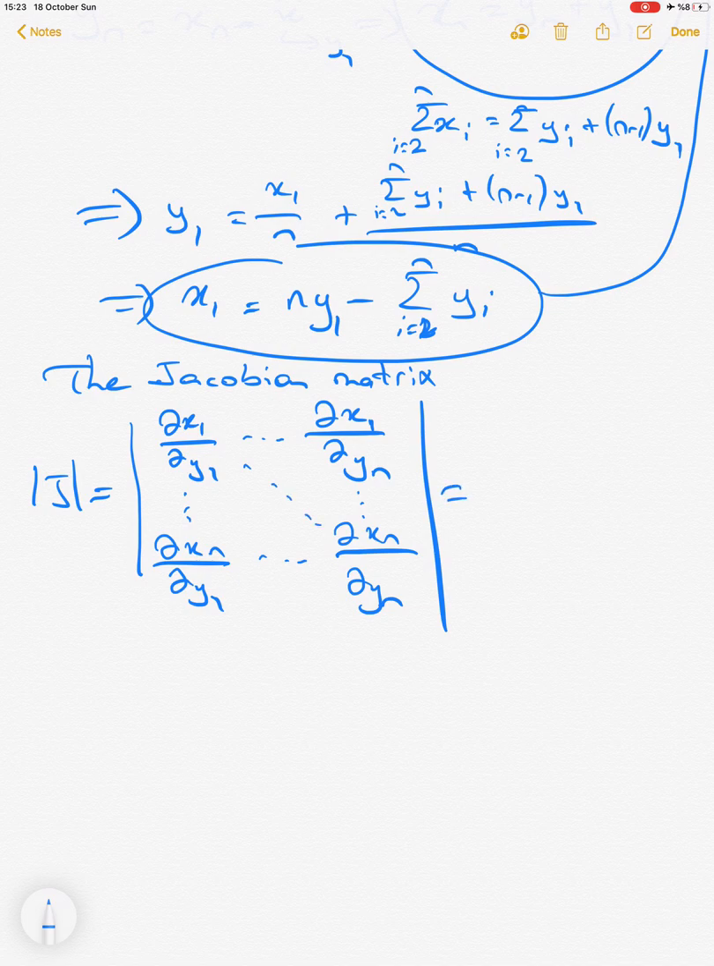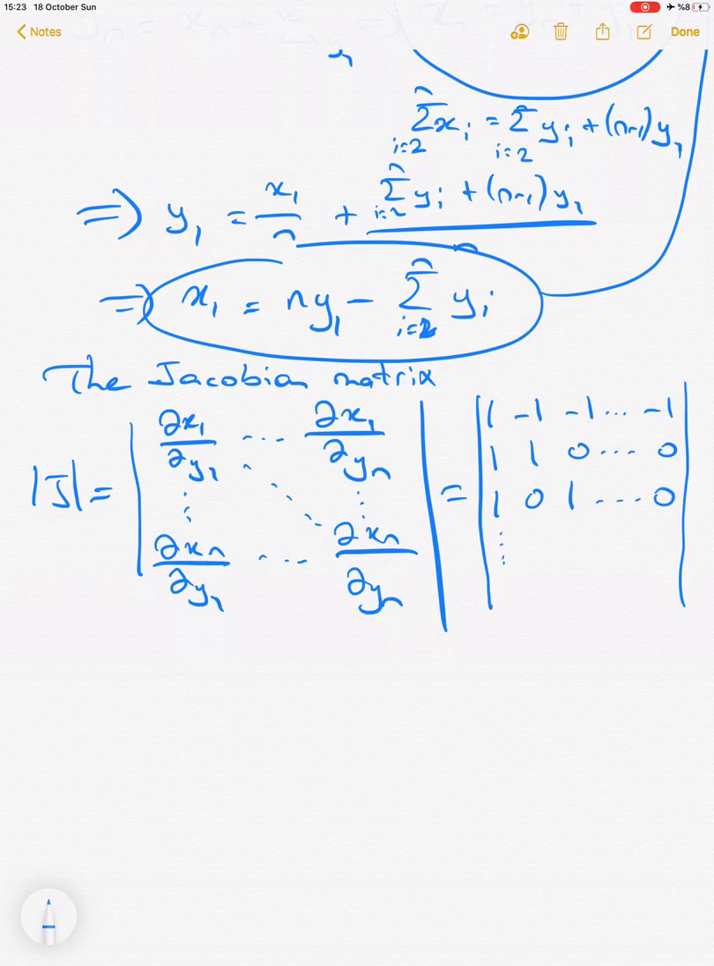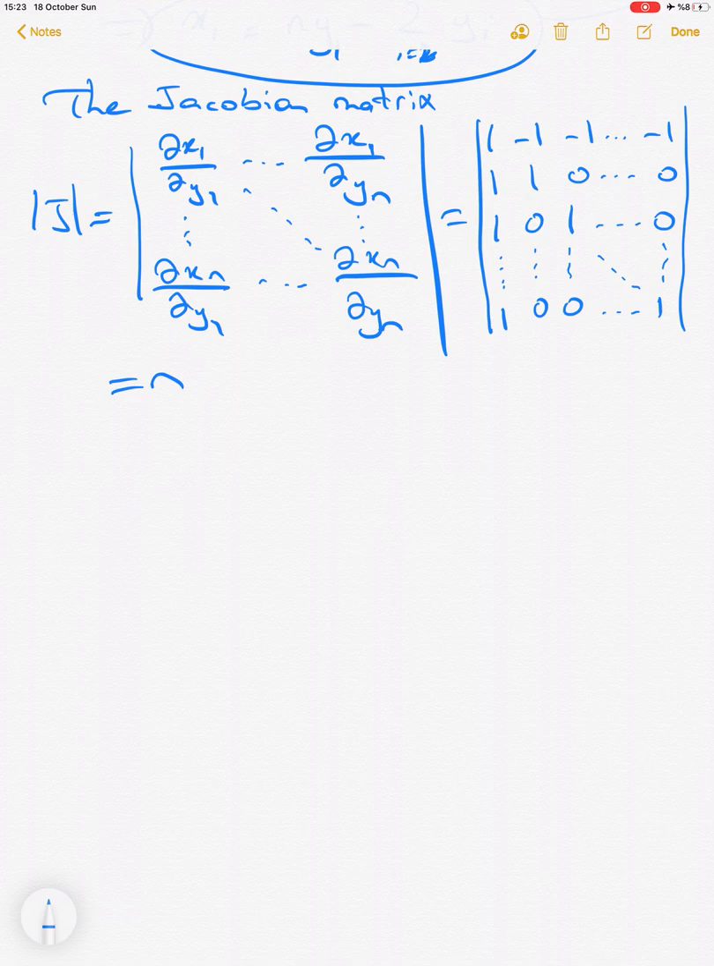So what we will get here is 1, minus 1, minus 1, minus 1 for the last one. Then we'll have 1 1 0, all the others 1 0 1, all the others 0. It will go like that, 0 0, and the last one will be 1. When you calculate this, you will get n. So we have to use this also in the joint distribution when we convert our distribution from x to y.